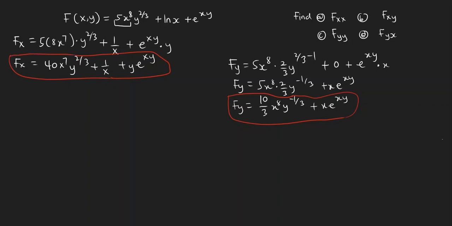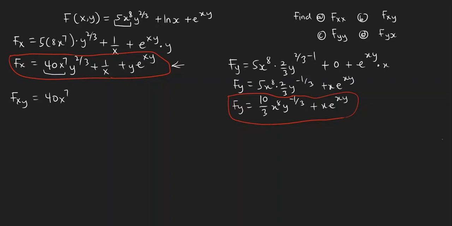So now let's continue. From here, let's find fxy. We already have fx. Now let's find fxy. So I'm going to differentiate this function here with respect to y. For the first one, which is 40x to the power 7, we are going to keep that. So that will be 40x to the power 7.